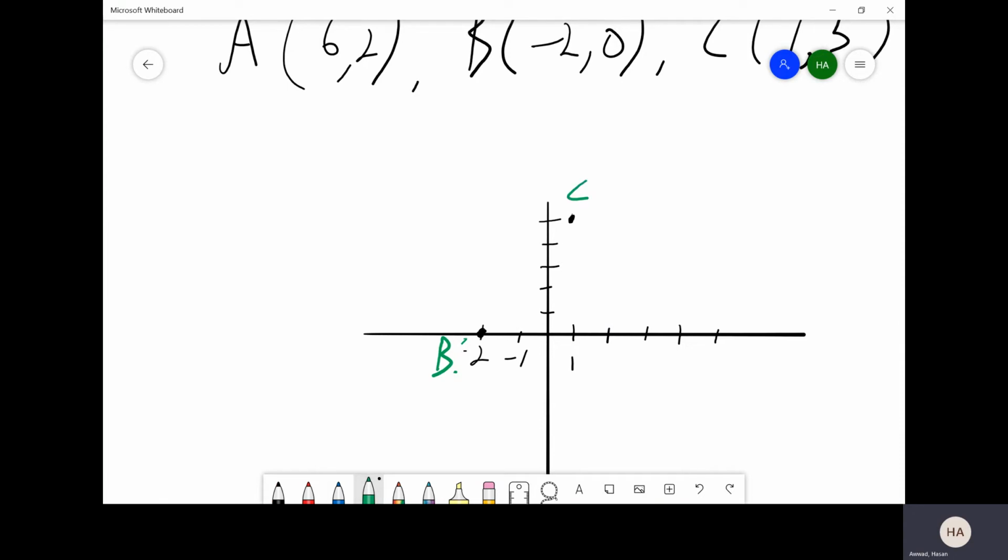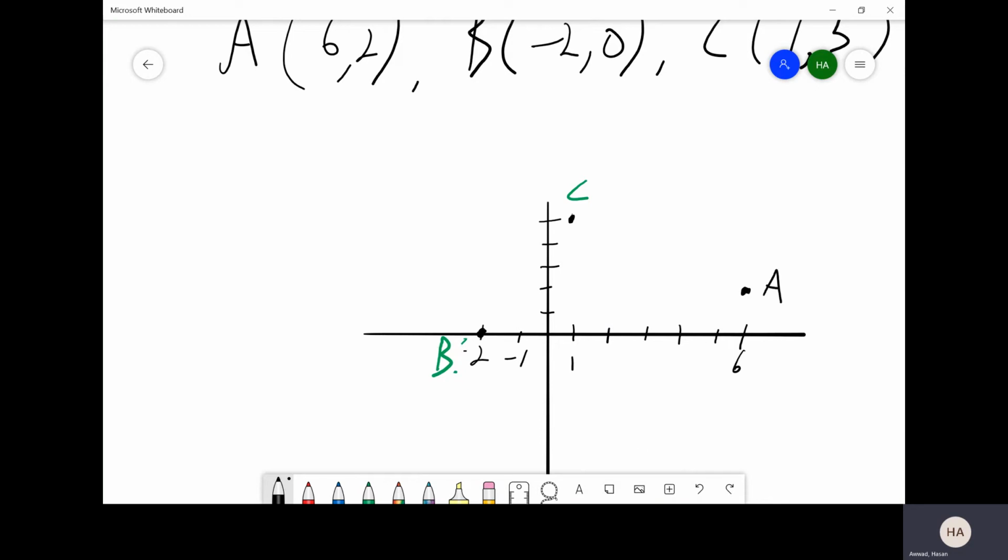And our last piece is 6, 2. So 6, 2 is 6 units on the x-axis, and then 2 units up. So here's 6 units here. 2 units up is going to be right here. And we will call this A, as I have it listed above.